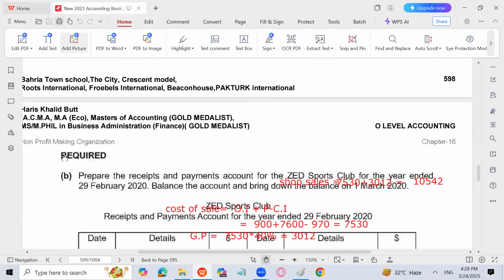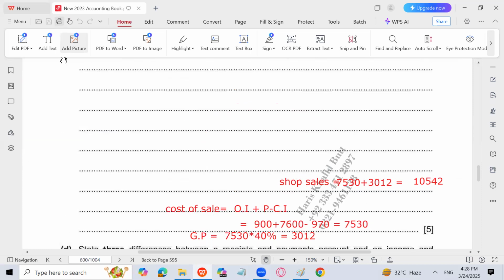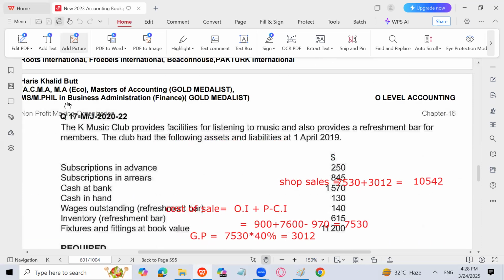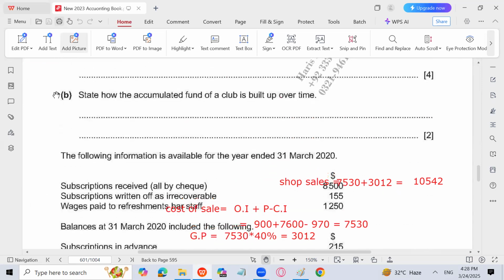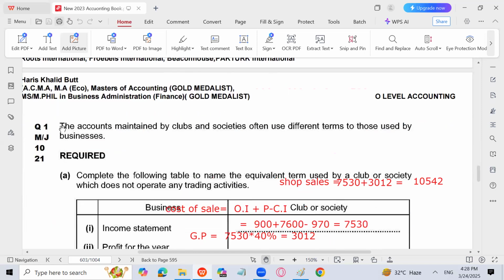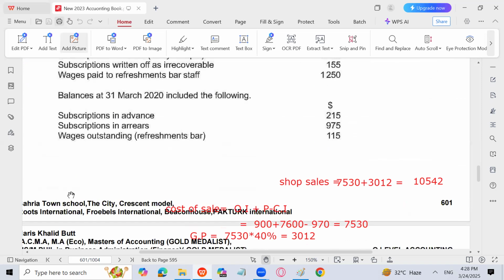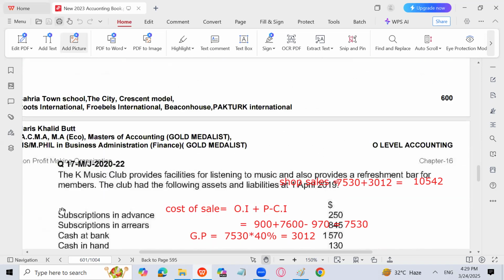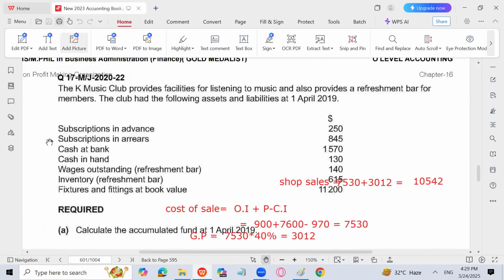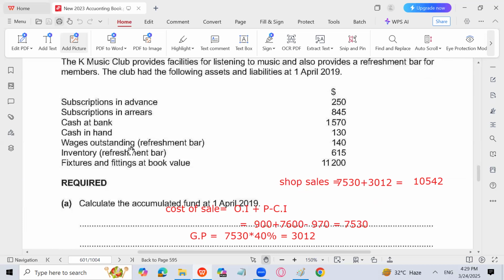In addition to the shop sales and purchases, the following receipts and payments were made during the year. All the payments have been given to you. You have to prepare the receipt and payment account. This is a different question because you have to prepare the receipt and payment account, not the income and expenditure account. So this is something new for us. In May/June 2022, you have to find the accumulated fund. Very easy: opening assets minus opening liabilities, you will find the accumulated fund.